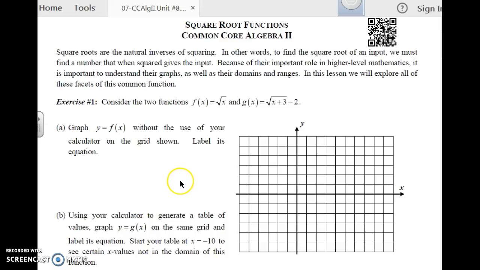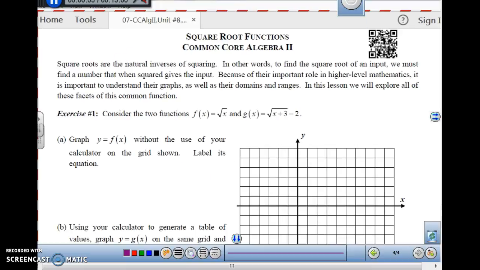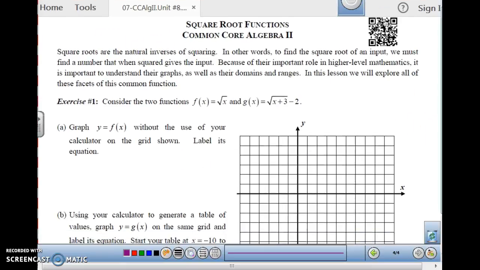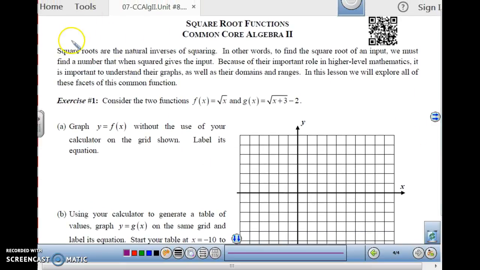This is Algebra 2, Unit 8, Lesson 1 on square root functions. Now, we know that square roots are the inverse of squaring. Basically, if I take the square root of a, I am looking for what number was squared that would give me a. That's what a square root is. We are undoing what was squared.